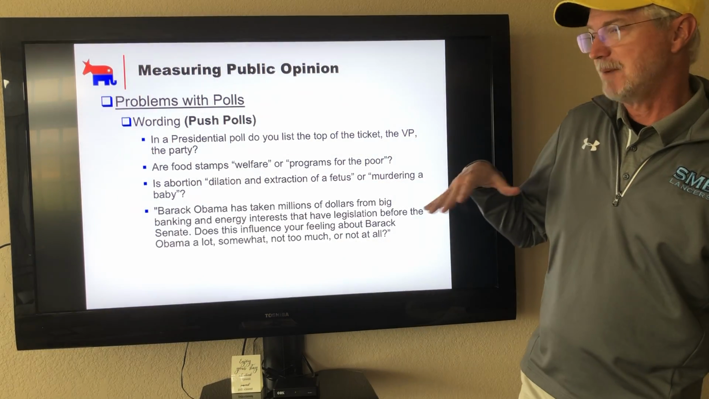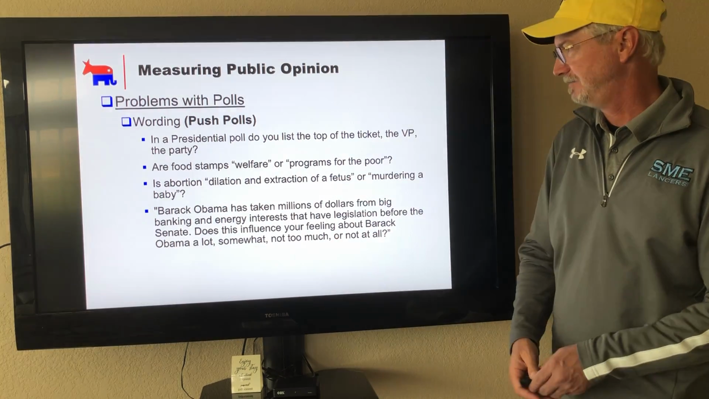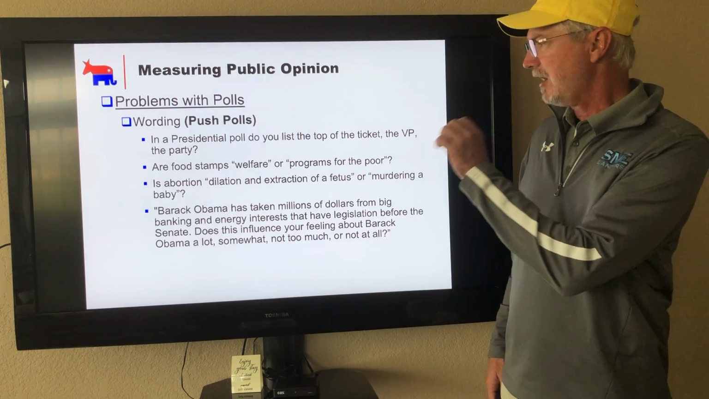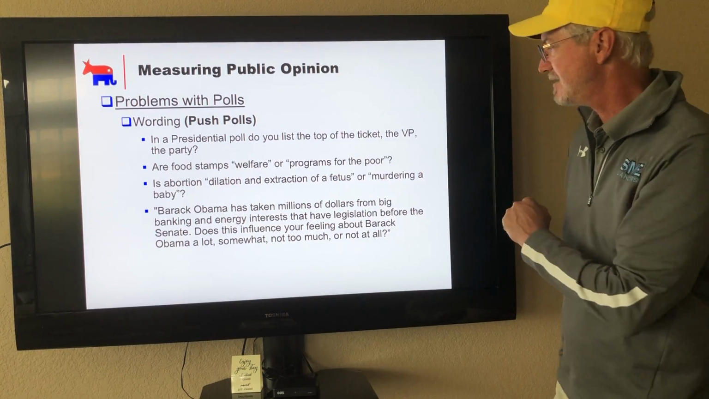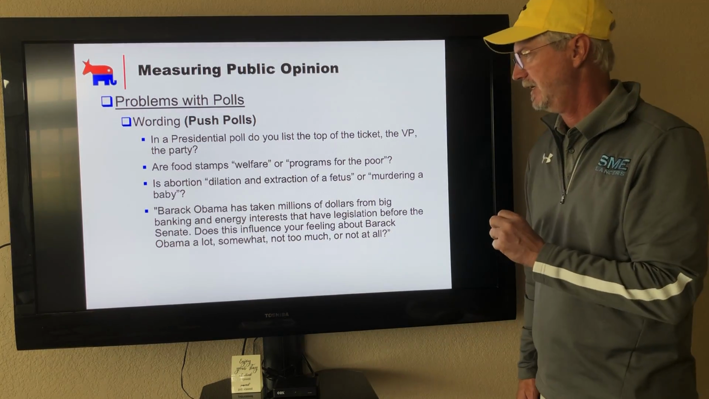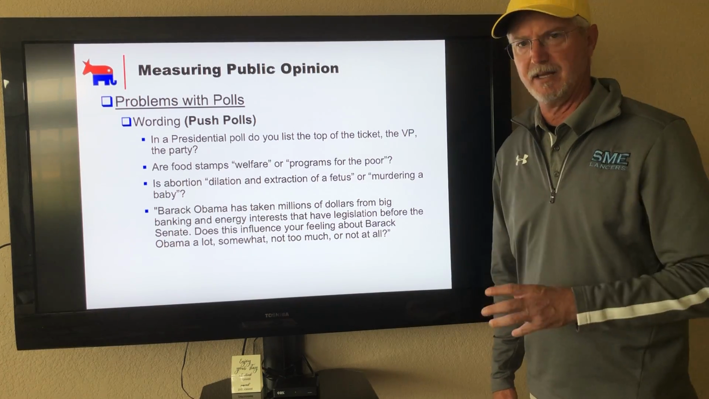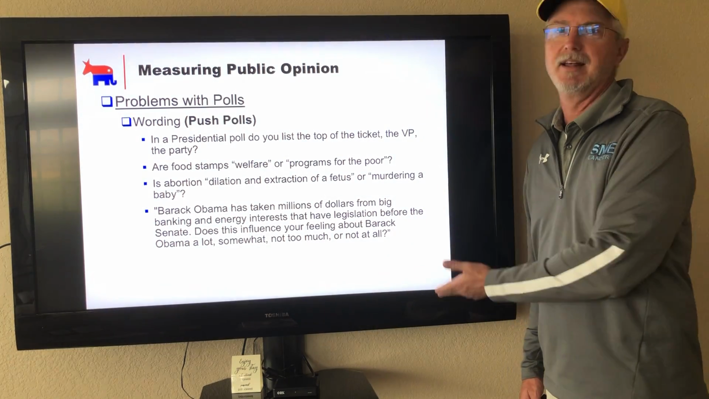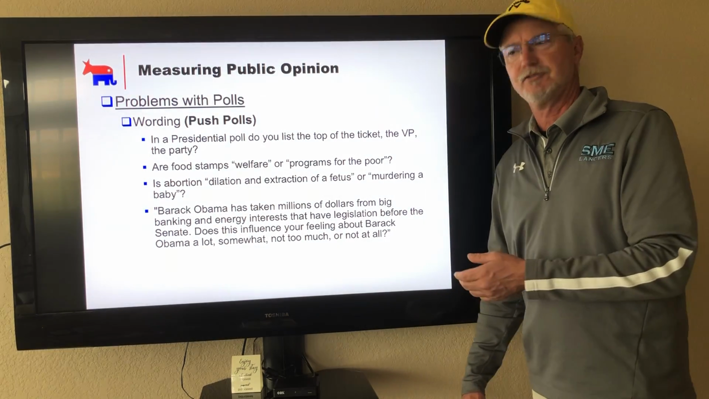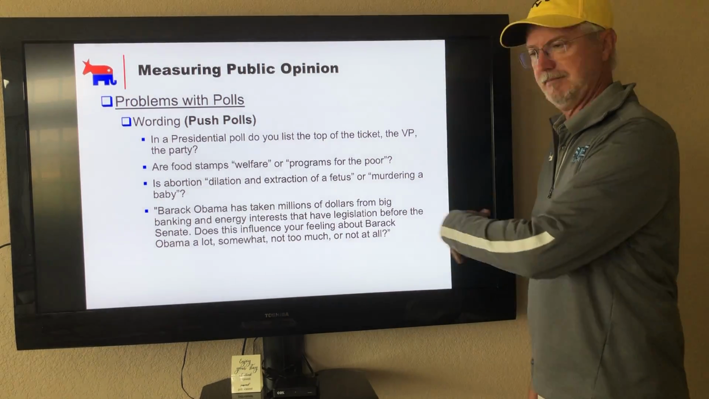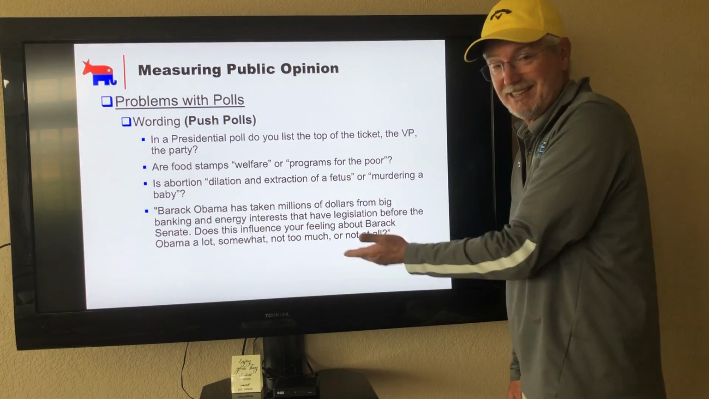Now, oftentimes they'll do these polls and they'll try to trip you up. This was back in 2008. Barack Obama has taken millions of dollars from big banking and energy interests that have legislation before the Senate. So he's taking all this money. Does that affect how you feel about him? I mean, come on. The wording of that is going to elicit the response of, well, I don't like that, so no, I don't like Barack Obama. And that's a push poll. They're pushing you to get the answer that they want.